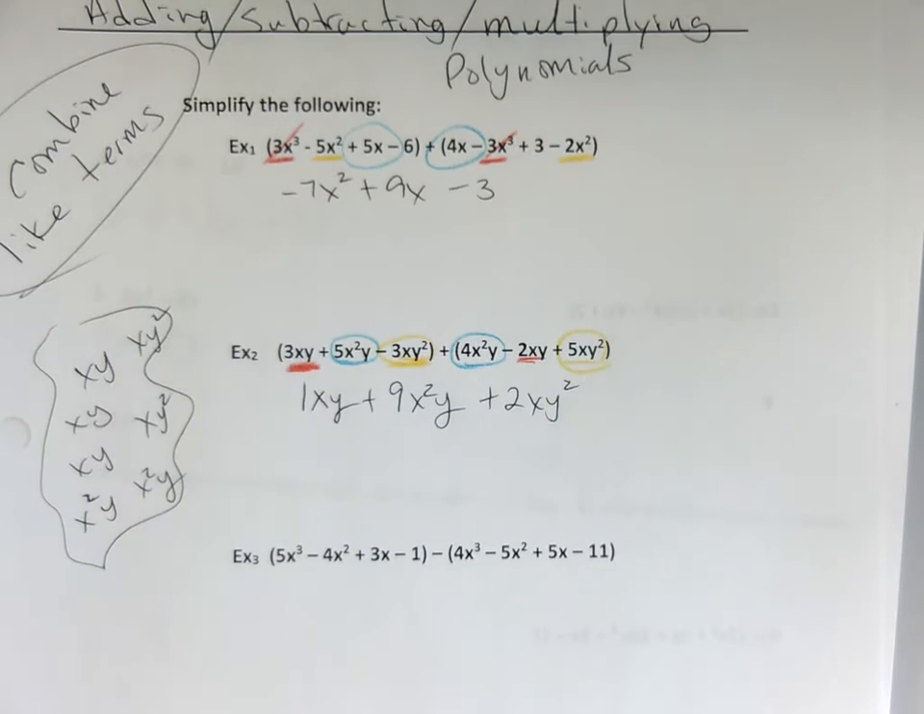Okay, give me thumbs up if you're with me. Let me see. Okay, good. If they're the same, we add them or subtract them. If they're not, we leave them alone, right? Okay, number 3 is the same way.